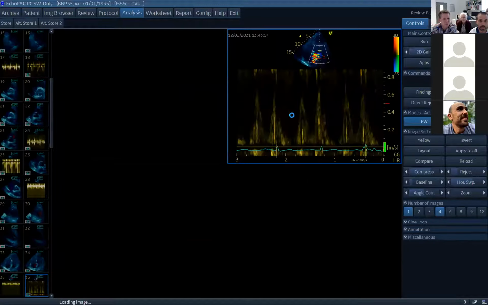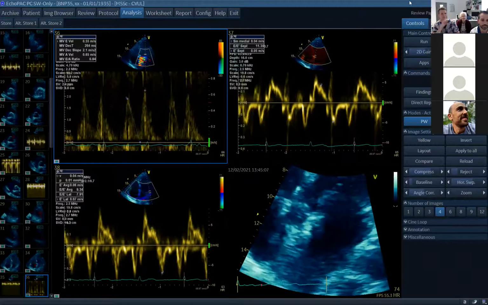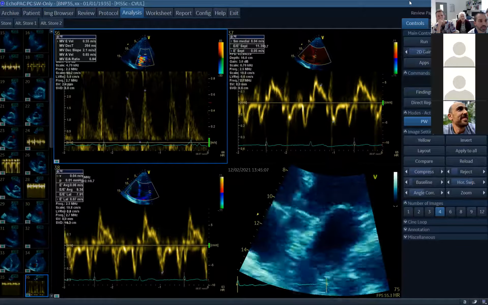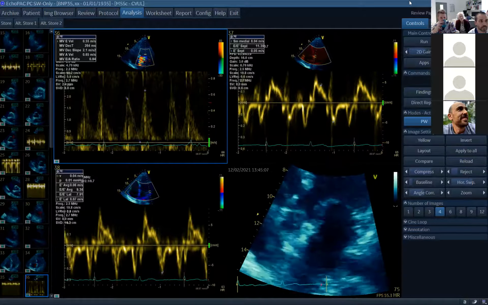So, hang on a second, I'm not done yet. Hold on. Okay. Oh, actually, that's not bad. Actually, perfect. This four? Yeah, this four. All right, let's have a look. So, mitral inflow in the top left on my screen.